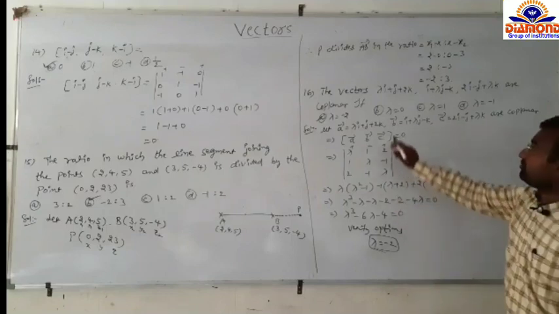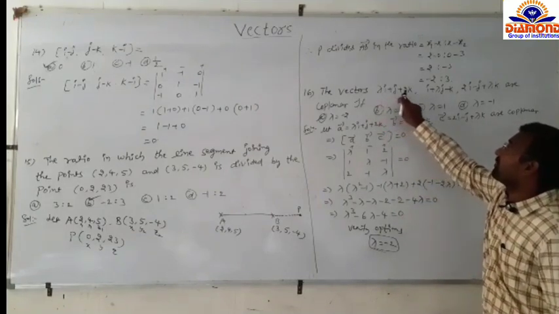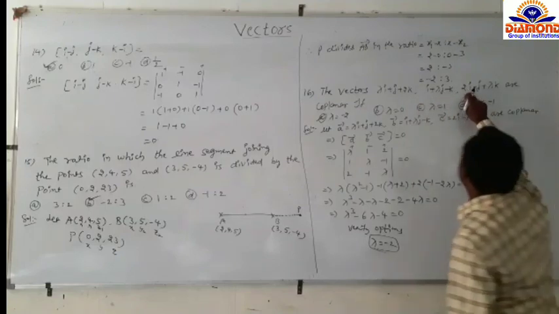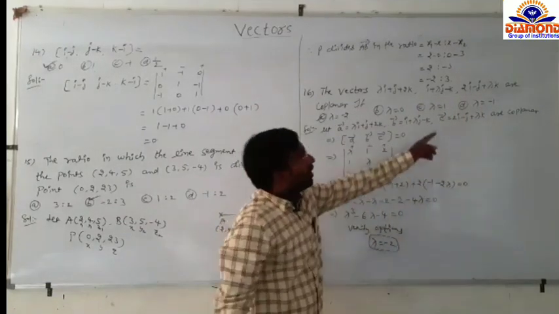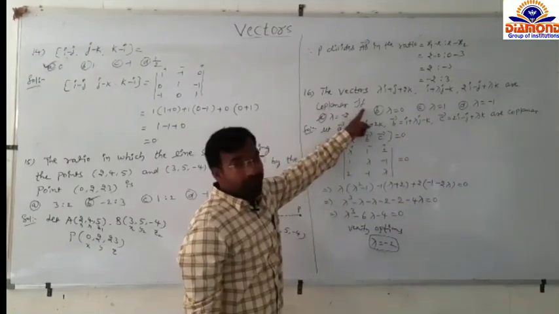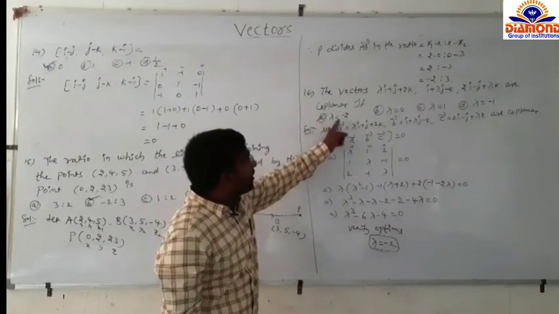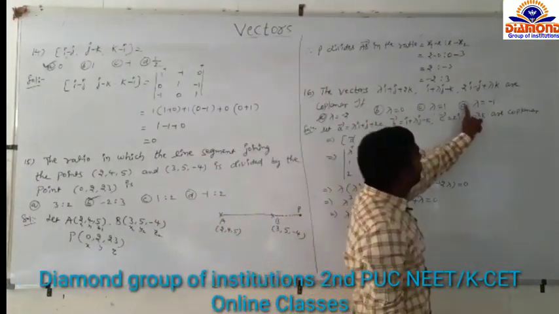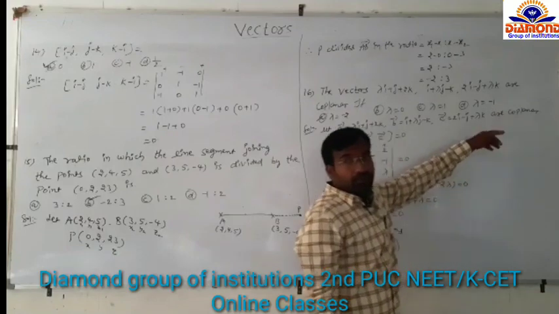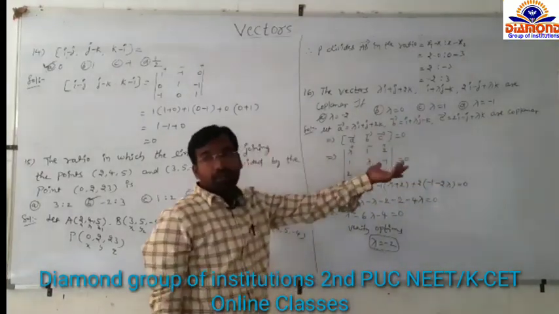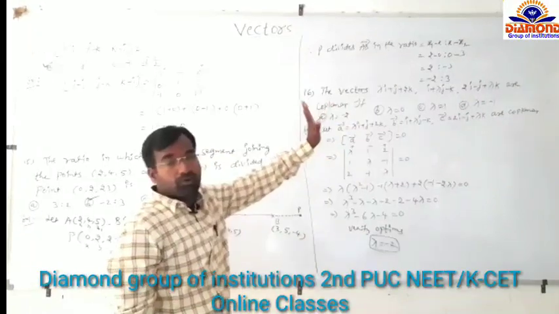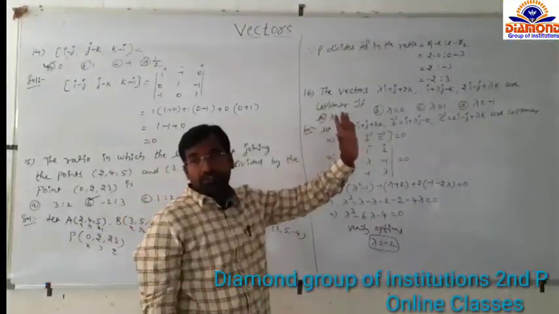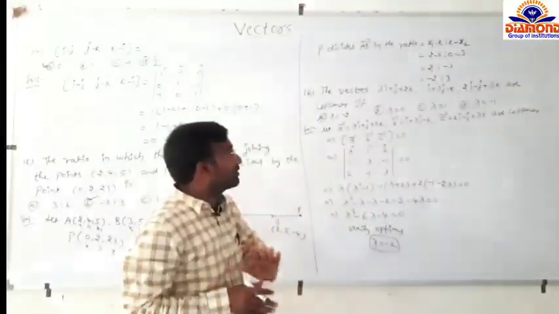Next problem. The vectors lambda i plus j plus 2k, i plus lambda j minus k, 2i minus j plus lambda k are coplanar if: first option lambda equal to minus 2, second option lambda equal to 0, third option lambda equal to 1, fourth option lambda equal to minus 1. You have to find out for what value of lambda the given vectors are coplanar. Coplanar condition: box value 0, box ABC equal to 0. That means the determinant of 3 vectors equal to 0.